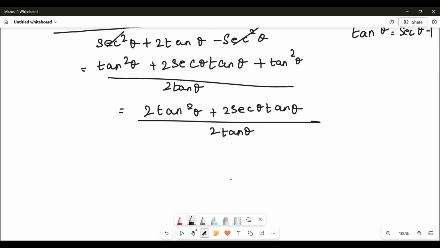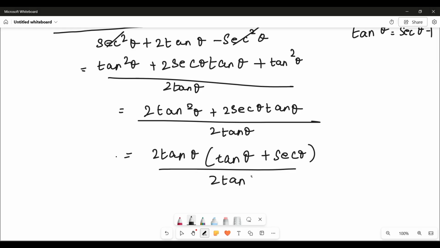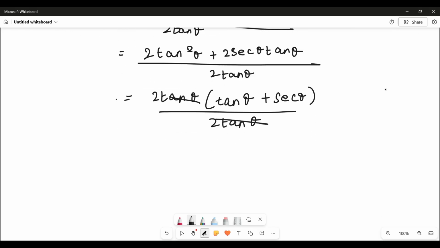I am taking the common 2 tan theta outside, so this becomes 2 tan theta times (tan theta plus secant theta) over 2 tan theta. This and this get cancelled. Now my RHS is 1 over secant theta minus tan theta. They're asking me to prove it as 1 over secant theta minus tan theta, right? So I am left with tan theta plus secant theta.